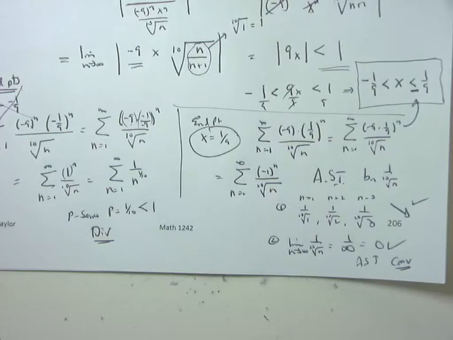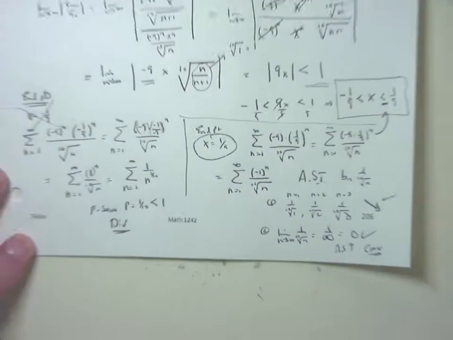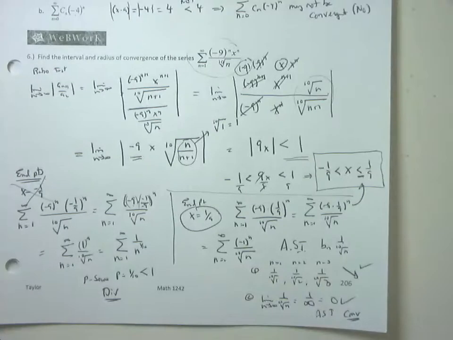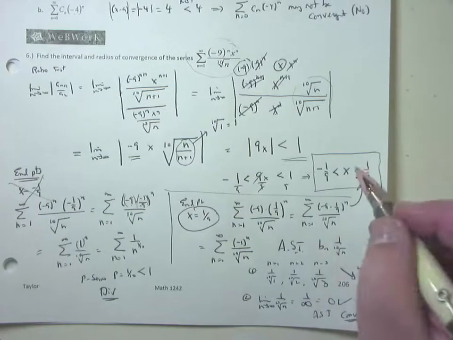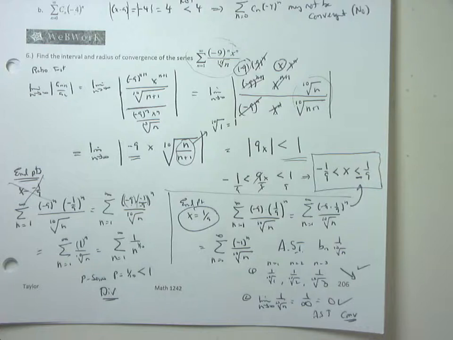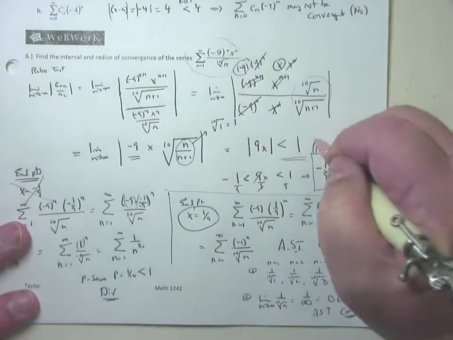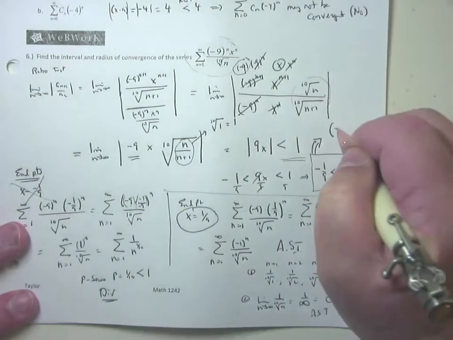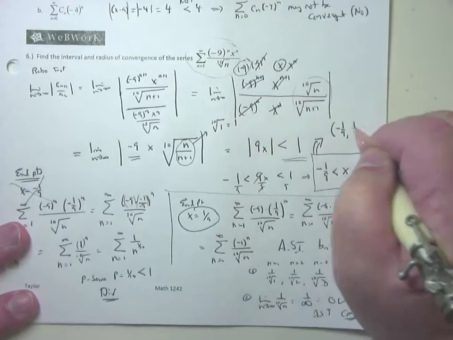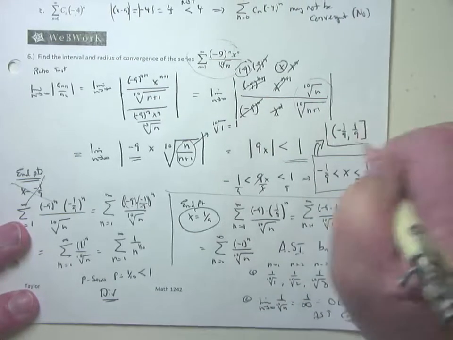equal to here. So to answer the two questions, find the interval and radius of convergence. Traditionally, we'll write it like this, or traditionally in interval notation. So in interval notation, the answer would be parenthesis negative 1/9 to 1/9 bracket. That would be my answer.